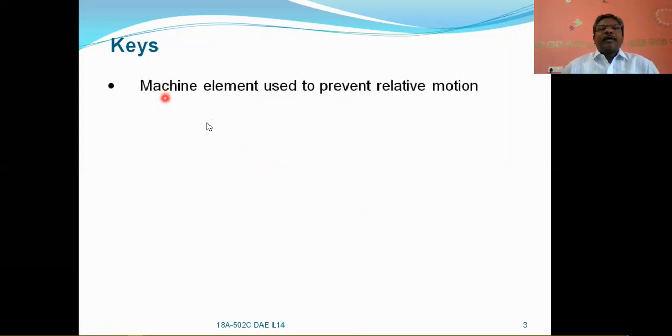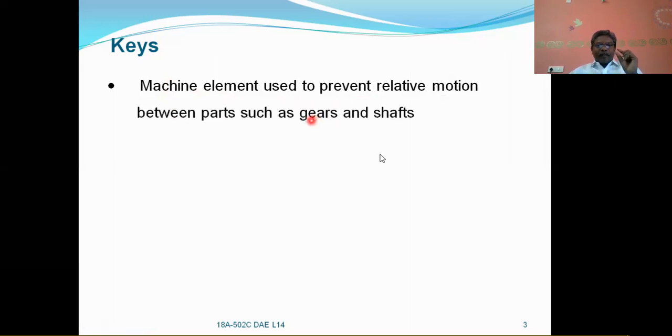Key, let us define, it is a machine element used to prevent relative motion between parts such as gears, pulleys and shafts. Once again, the definition is, it is a machine element used to prevent relative motion between the parts such as gears, pulleys and shafts.